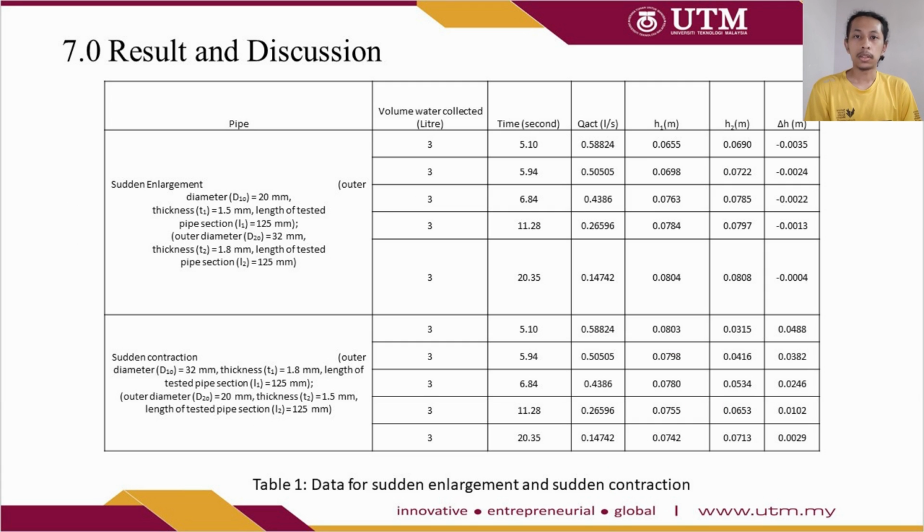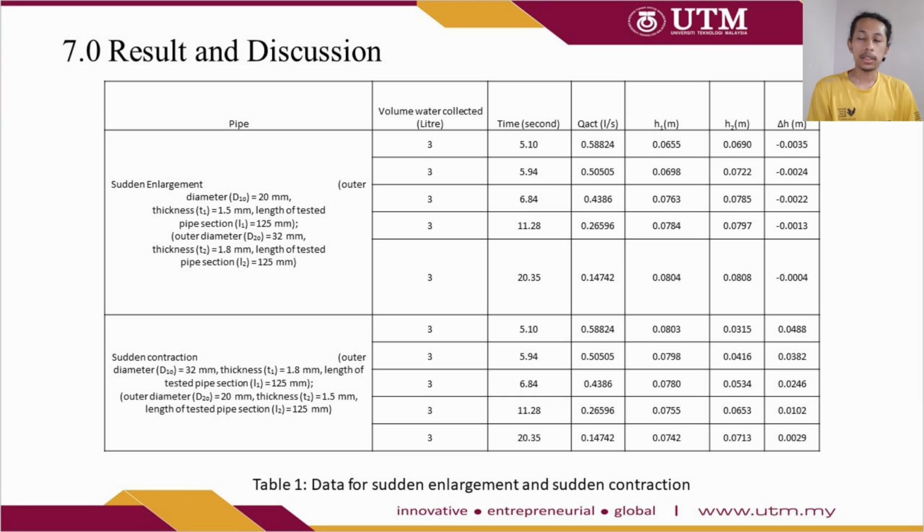Assalamualaikum warahmatullahi wabarakatuh. My name is Muhammad Irfan bin Muatta, and I'm going to talk about the results and the discussion. For the results, there are 3 tables. Table 1 is for sudden enlargement and sudden contraction. Table 2 is for elbows and bends, while Table 3 is for pipe branches.